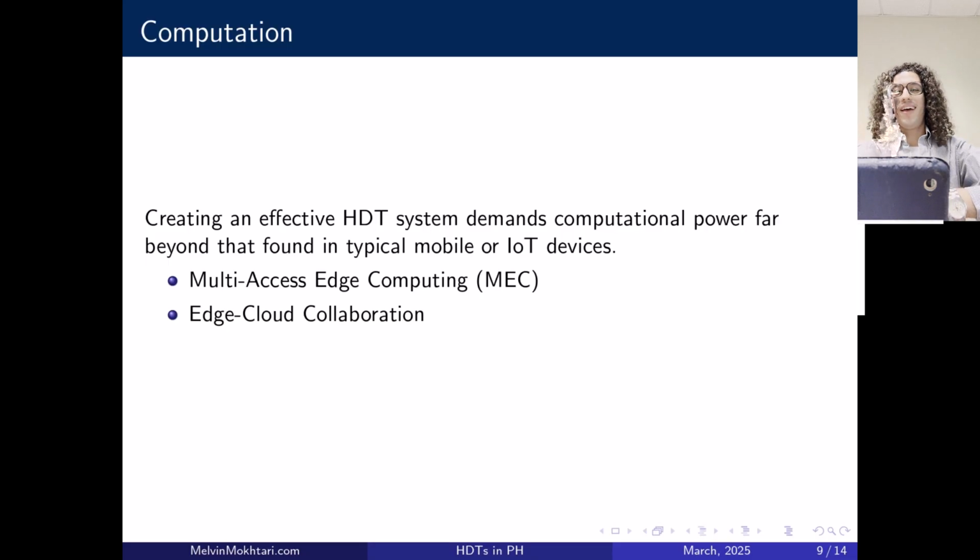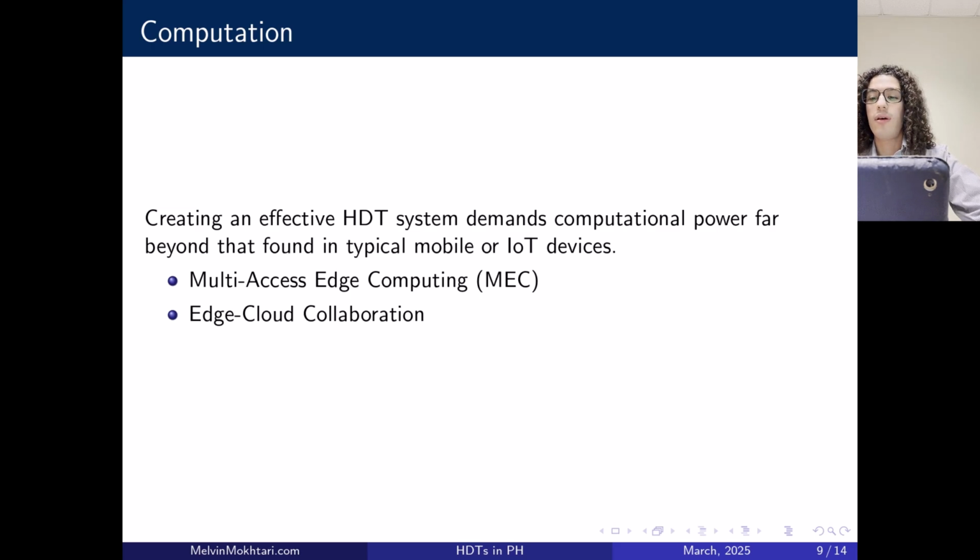They're working on that. The computation layer is where the thinking happens. HDTs need serious computation power, so there are two main approaches here. The first one is multi-access edge computing, or MEC, which helps put computing power at the edge of the network, like at cell towers or Wi-Fi access points. That makes responses really fast. The second approach is edge cloud collaboration. Well, yes, MEC is great for quick responses, but it cannot handle everything. For really complex stuff like simulating biological processes, according to the literature, we need to use clouds, and so we use it.